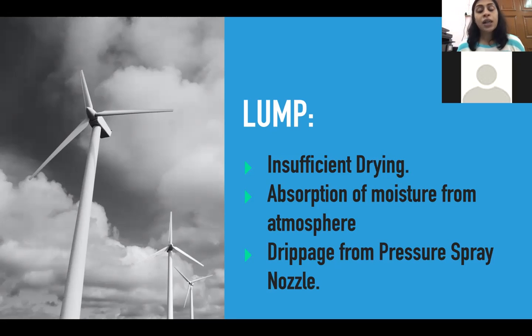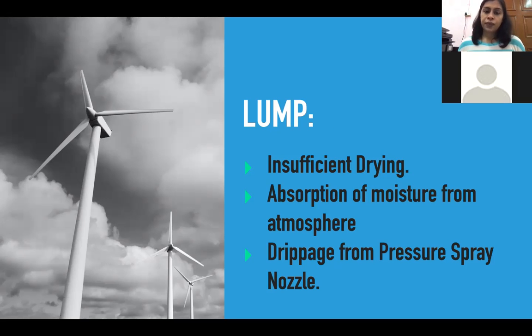Now, since you know how lumps are formed, it's also clear how we will prevent it. For insufficient drying, we will dry the product sufficiently. For absorption of moisture from the atmosphere, we will pack it properly, avoiding moisture. For drippage from the pressure spray, we will fix the drippage, and mostly we use the centrifugal technique, so that drippage is not there.